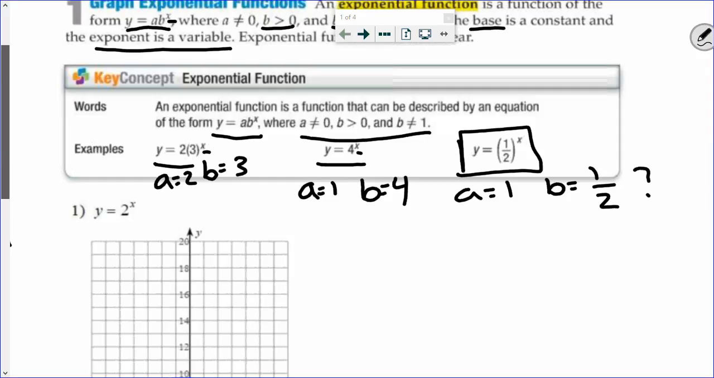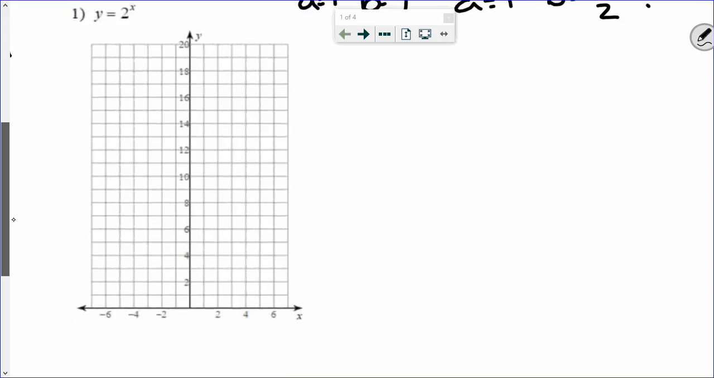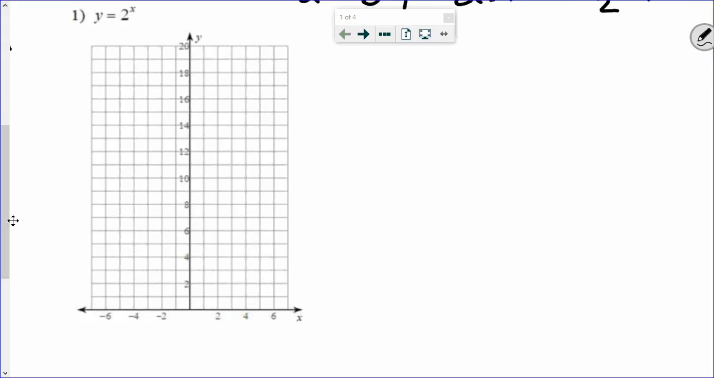So let me take you through 3 examples here. They'll be similar to the 3 problems you'll have on your homework. So the first function we're going to graph here is y equals 2 to the power of x. Here our a value is 1. Our base, our b value, is 2, and our variable is the exponent. So we'll be substituting values for x, very similar to when we do linear functions. I'm sure you guys have seen these before.